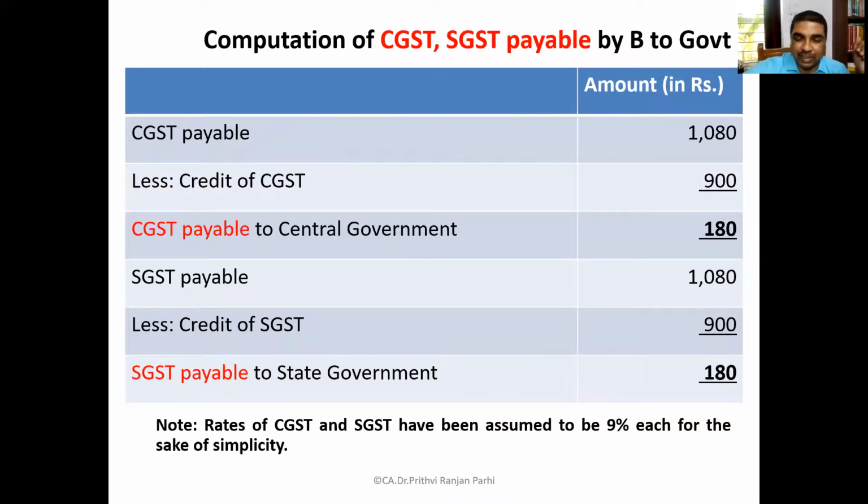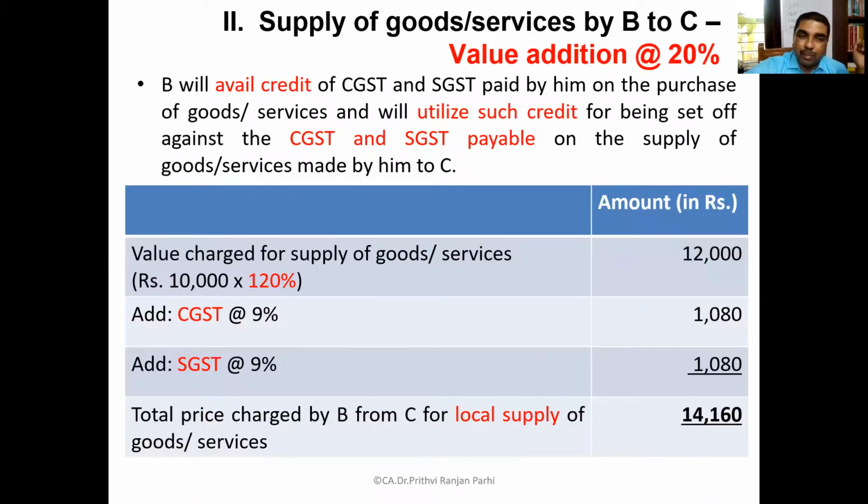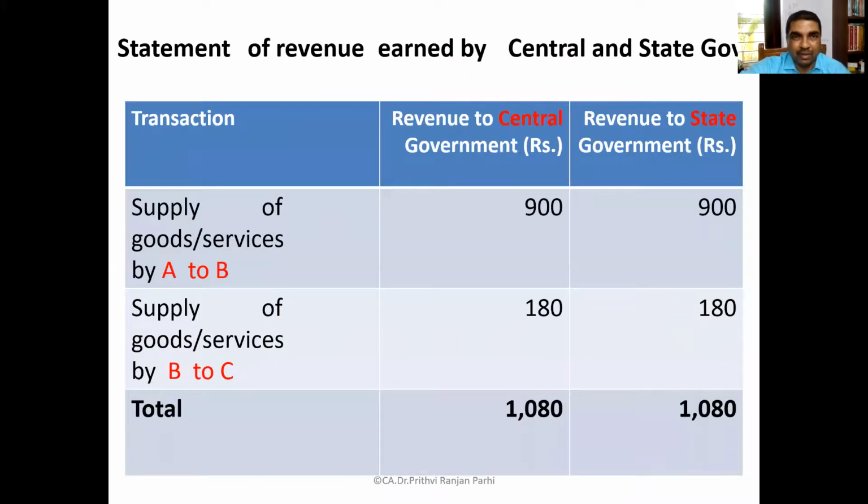In this example, you have already seen. Earlier, when it was purchased, 900 rupees SGST and CGST was given. But when they're supplied again, 1080 and 1080 was that liability. And this has to be settled. The difference of 180 rupees has to be deposited in cash. Okay, this is the intrastate transaction. And if you see in this kind of transaction, the center's revenue is 1080 rupees. The state's revenue is again 1080 rupees.